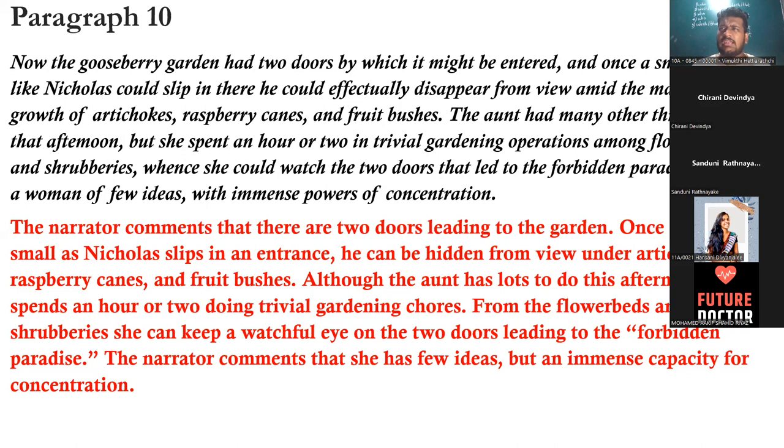So Nicholas is a small boy, so he actually thought: why is aunt specifically telling me not to enter the Gooseberry Garden? Why is she telling like that? Which means that there is some kind of specialty in there. That curiosity actually helped him to go to the Gooseberry Garden. He never wanted to enter the Gooseberry Garden, right? But aunt told him not to do that. So as a result of that, he wanted to check that. This is the typical behavior of children.